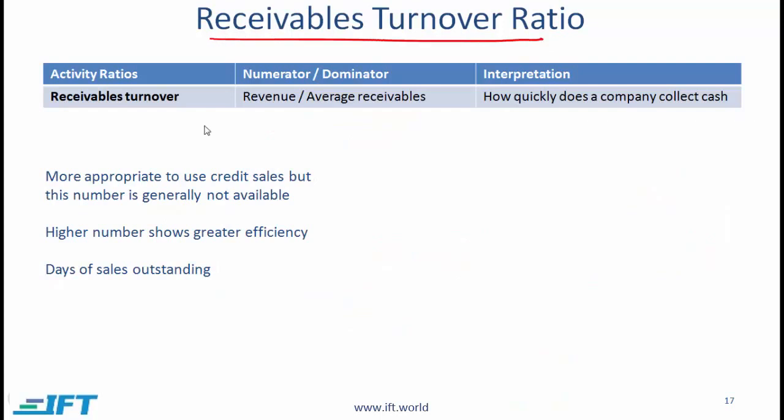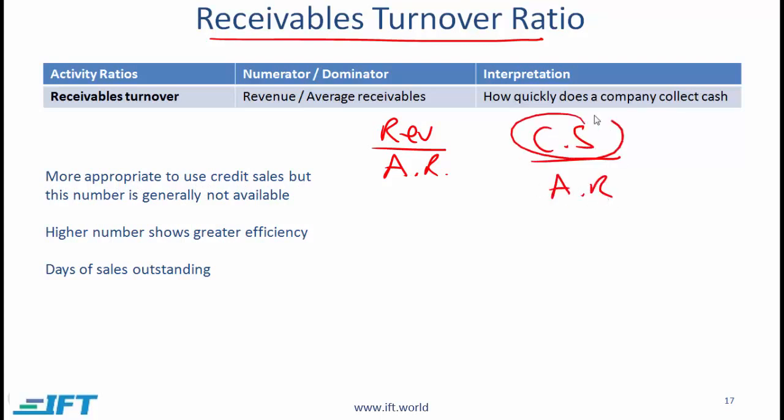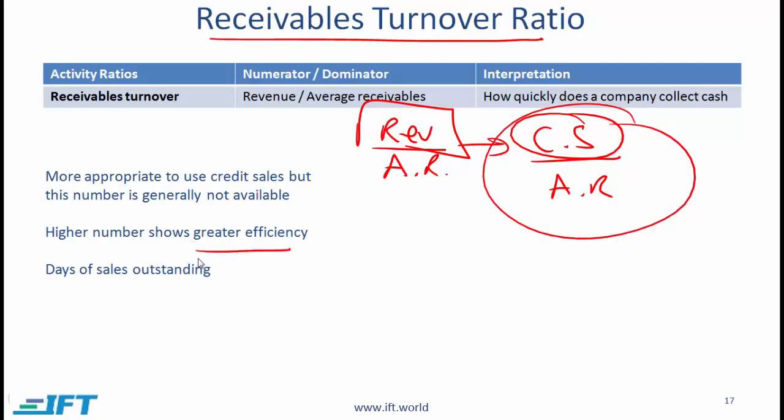Receivables turnover ratio. This is the revenue divided by average receivables, and this measures how quickly a company collects cash. Generally, it would be more appropriate to use credit sales divided by average receivables rather than revenue, but often credit sales numbers are not available. Therefore, analysts tend to use the revenue number. A higher number for this ratio shows greater efficiency.